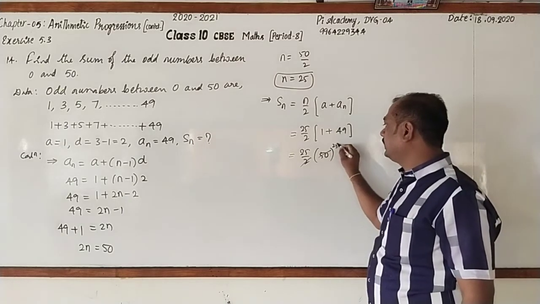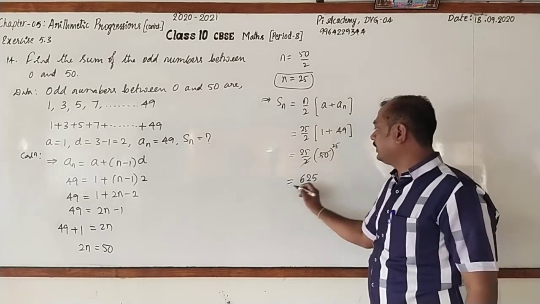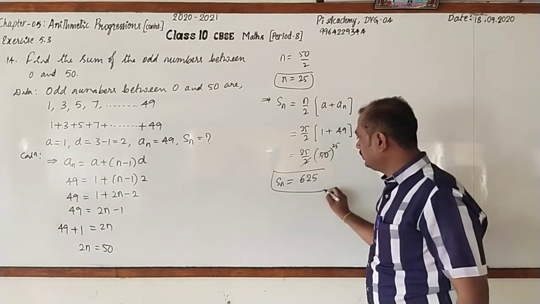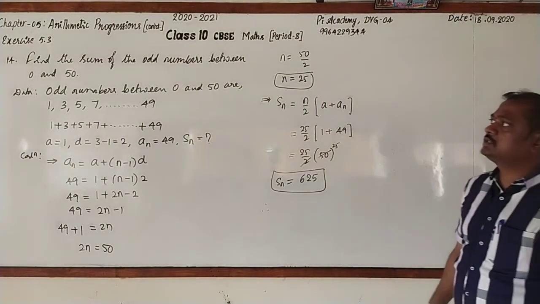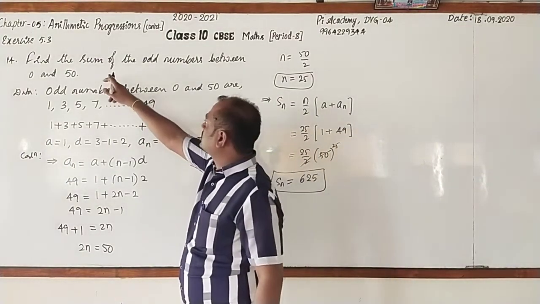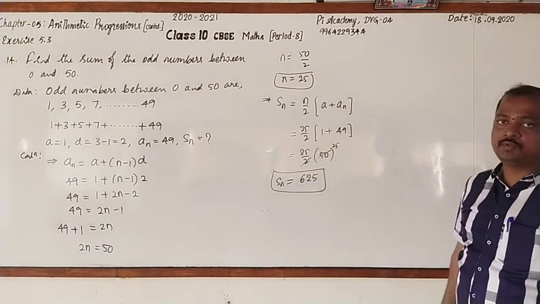Cancel it. 1s are, 25s are. 25, 25s are, it is 625. Sn equal to 625. So now let us write the conclusion. What is the conclusion? Therefore, the sum of the odd numbers between 0 and 50 is 625.